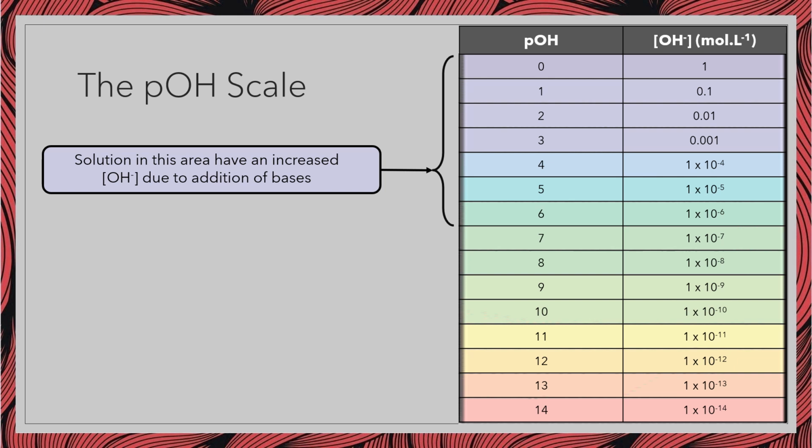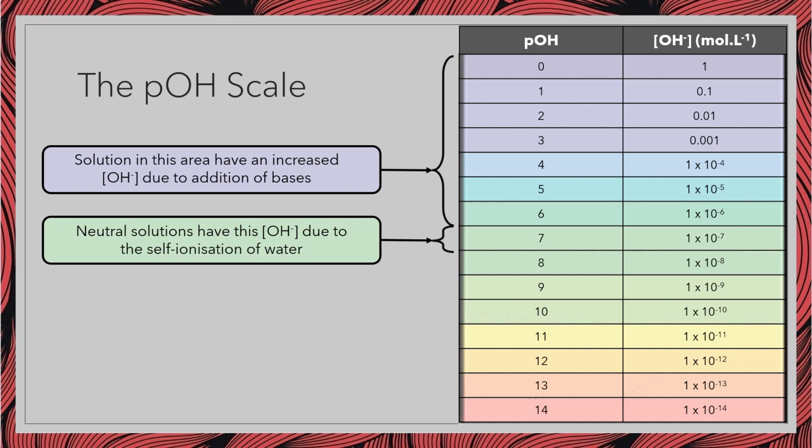Now, you'll notice how I've colored this scale like the universal indicator scale, and we can see that a low pOH is very basic. Basically a pOH of 0 is a pH of 14. Solutions in this top area have a decreased pOH because we have an increased hydroxide ion concentration. So you can see there that it's above 10 to the negative 7.